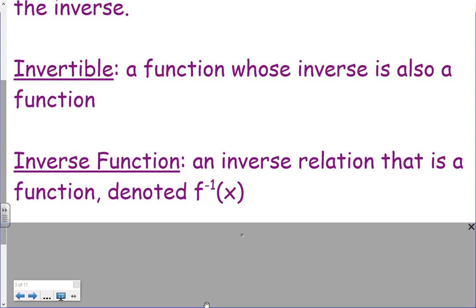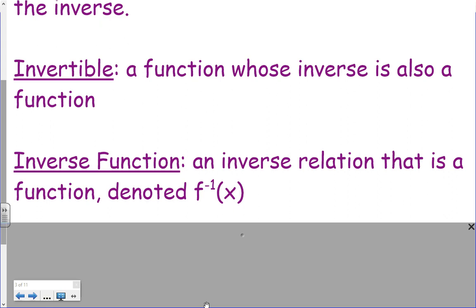And if it turns out your function is invertible, so that means that you end up with a function when you find the inverse, then we call that an inverse function. And the inverse function is an inverse relation that is also a function. Thus your function's invertible. Those are interchangeable here.